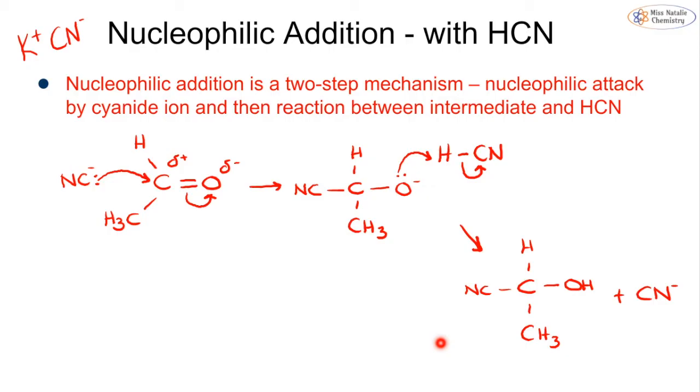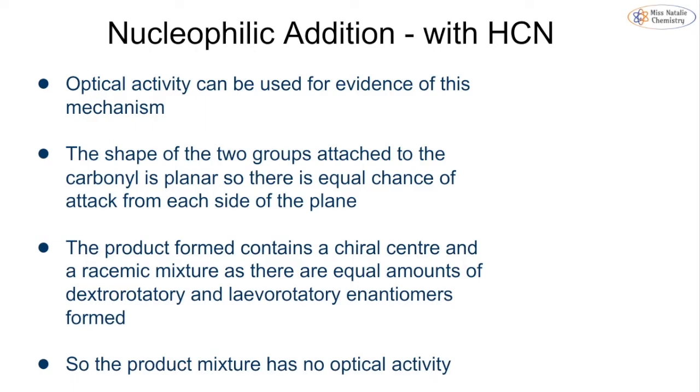So you need to know this two-step mechanism, the nucleophilic attack at the first stage, and then the reaction between the intermediate and the HCN to make your hydroxynitrile with your cyanide ion being remade. Now we can use optical activity as evidence for this particular mechanism. When we have a look at the carbonyl group, what we can see is it is actually a planar shape. So we have our hydrogen and our methyl group attached, and the CO is planar.